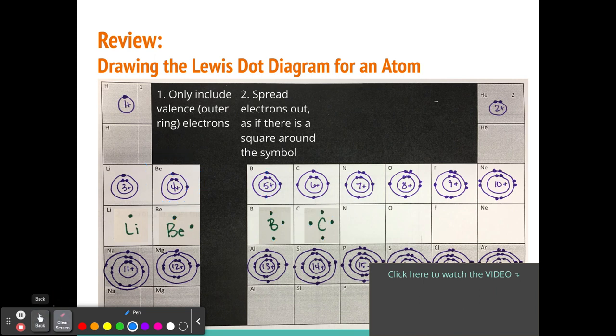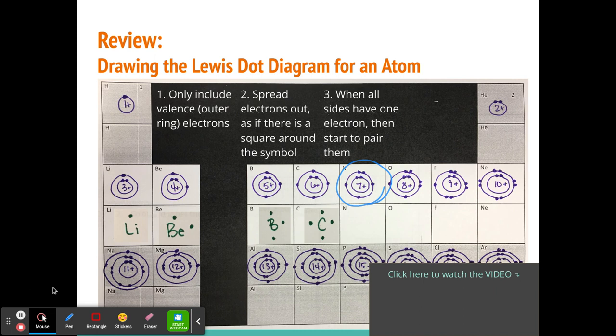Now, when we hit nitrogen, we actually have 5 electrons in the outermost orbital. And so we're going to come across the situation where we'll have an electron on all 4 sides. So that 5th electron, we're going to pair like that. Notice that I have electrons 1, 2, 3, 4 spaced out just like I did on carbon. That 5th electron now is going to pair at the top. Number 5 goes there.